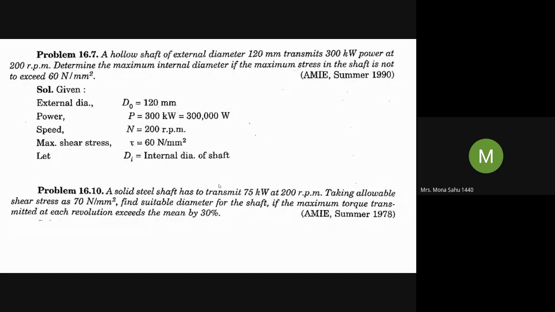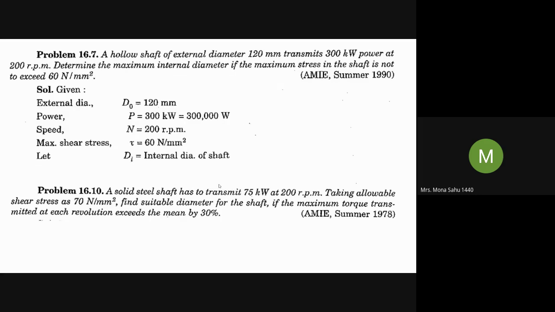So 75,000. Please write it down. Okay, I'm also writing. And RPM is 200 RPM. Taking allowable stress, so shear stress is given, 70 Newton per mm square. Find the suitable diameter of the shaft. So you should calculate what is the diameter.